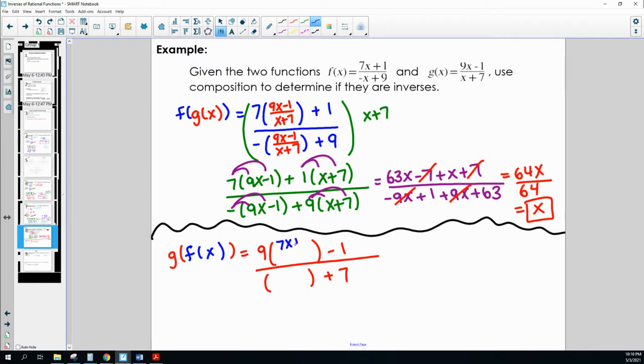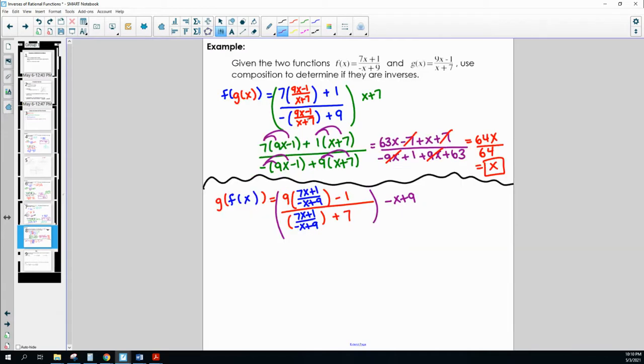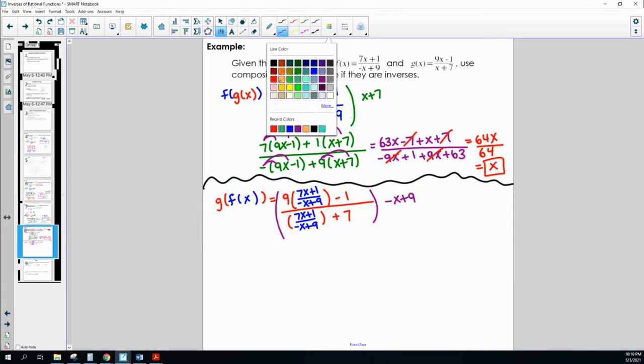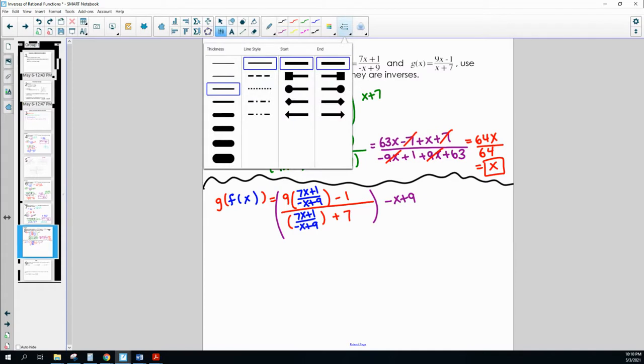Okay, and in those blanks, in those spaces, we're going to put the f function. So 7x plus 1 over negative x plus 9. Okay, and just like before, what we're going to do here is multiply the entire fraction by that common denominator. In this case, that common denominator is negative x plus 9.